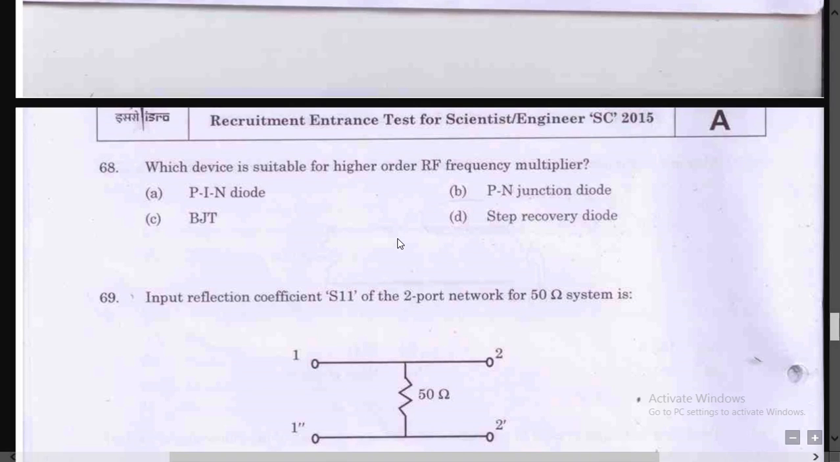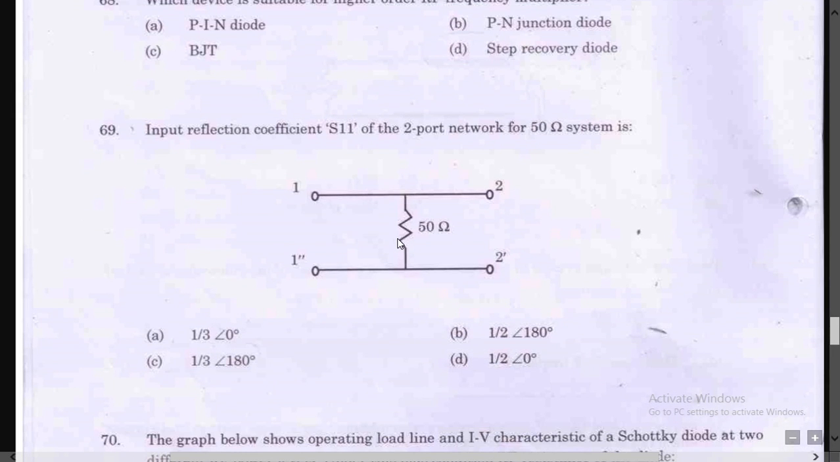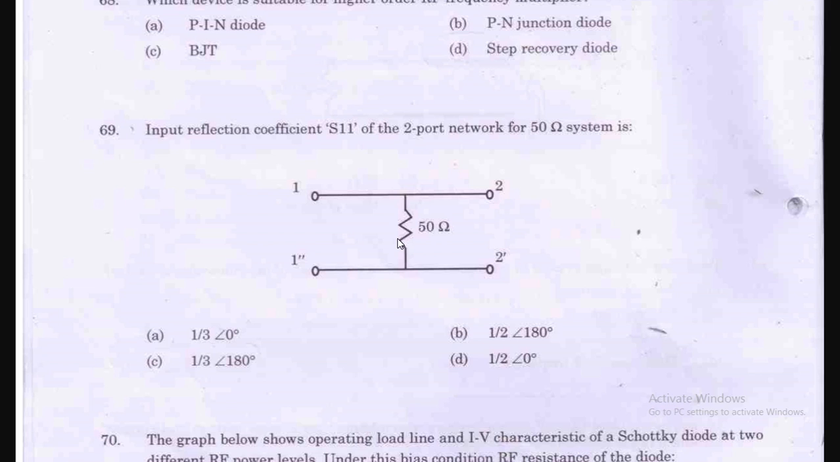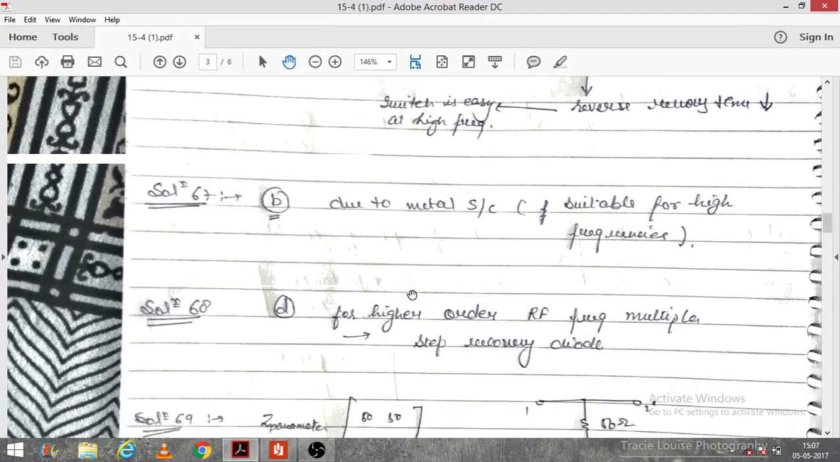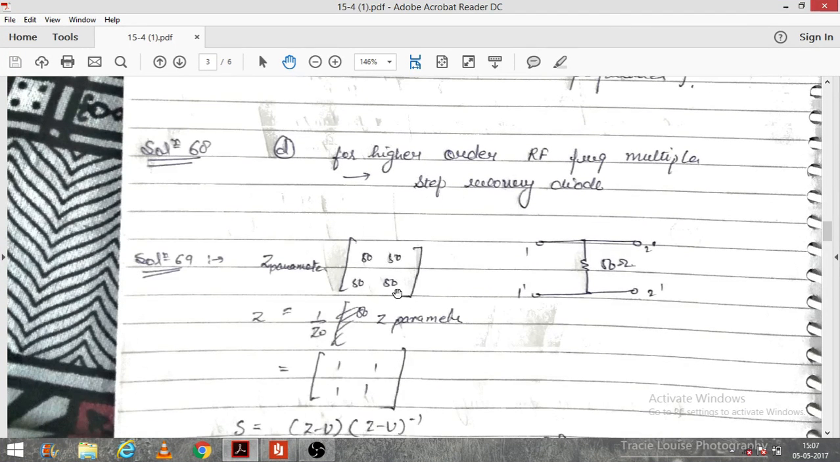Now we are moving to question number 69, in which we have to calculate the S11 scattering parameter, and we are given a network having a resistance of 50 ohm. First of all, we have to make a Z parameter matrix. Now the Z matrix is equal to 50 50 50, so Z11, Z12, Z21, Z22, everyone is 50. Now we can normalize that by dividing it by 50, so that will be 1 1 1 1.